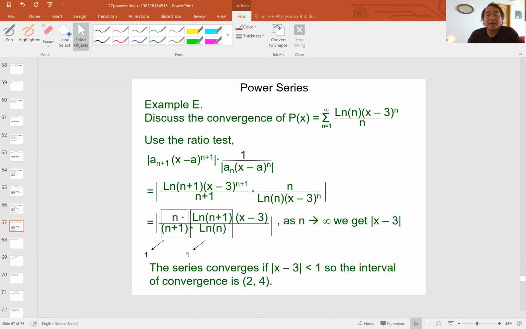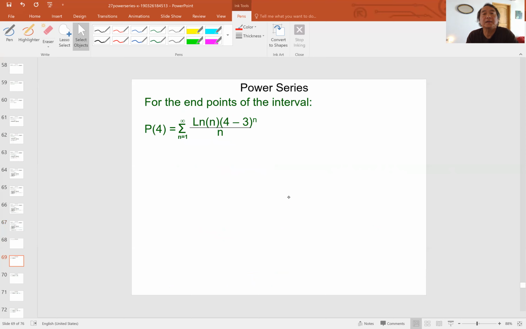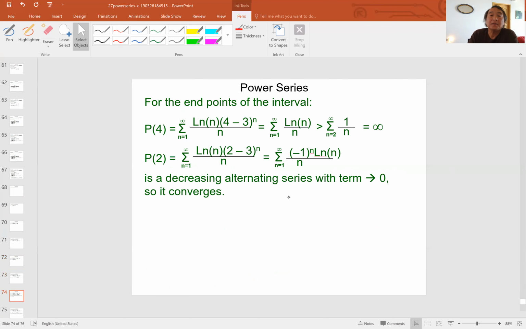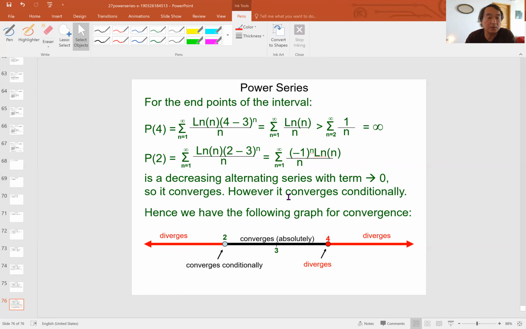It's centered at 3, and you will see the picture later on. At 4 and 2, you plug in individually to find out whether the series converges or diverges. If I plug in 4, I get this series, and this series is bigger than the harmonic series, since ln n is bigger than 1, so it diverges. But if I put in 2, then this is a decreasing sequence with an alternating sum, so this one converges, and it converges conditionally.